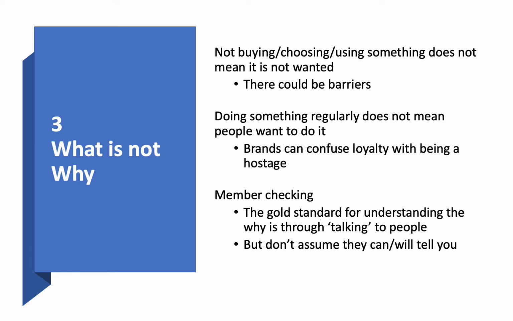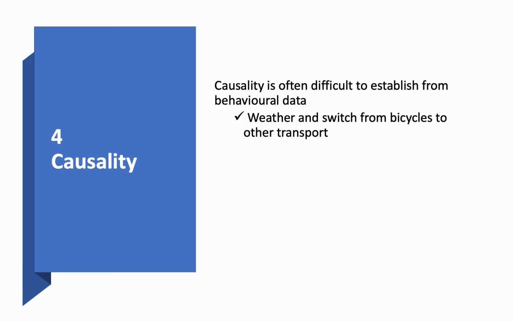So the member checking method is the gold standard. Ask people about why they're using it and why they're behaving the way they do. But don't always assume they can and they will tell you why they are actually using it. They may not have access to that, or there may be social desirability bias around why am I using this.